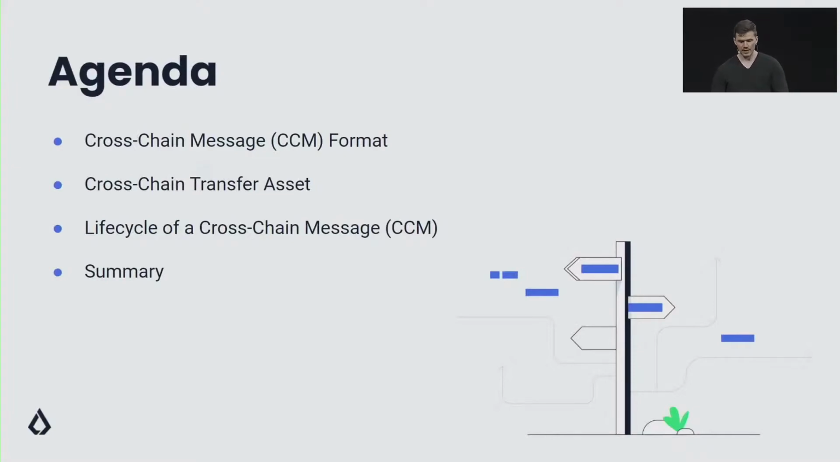So the agenda for today would be first looking at the format of the base message, which properties are present there, and then seeing a concrete example of a token transfer asset. And lastly, we will see the life cycle of this token transfer in the ecosystem.